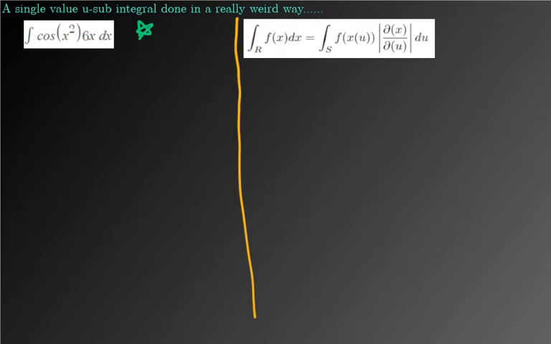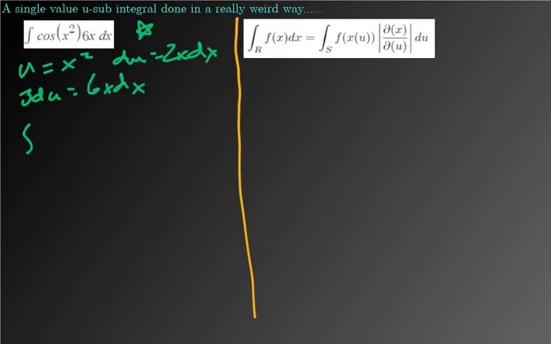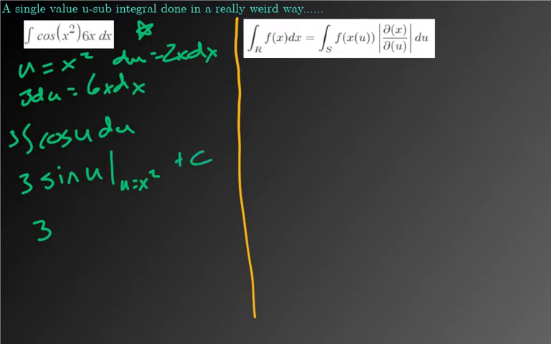If you see this problem, you would say, okay, I'm going to let u equal x squared. So du is 2x dx, right? And I've got a 6x dx, so that means that 3 du is 6x dx. And so then you would do the integral of cosine u, pull a 3 out, and then you have du, and so you get 3 sine u, and you'd have to put your u back in, so you'd get 3 sine x squared plus c, okay?